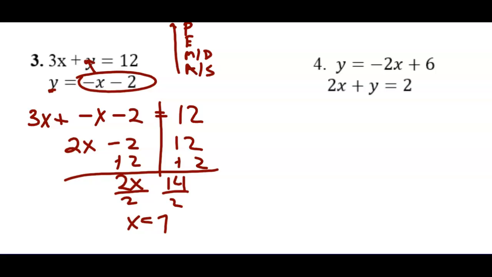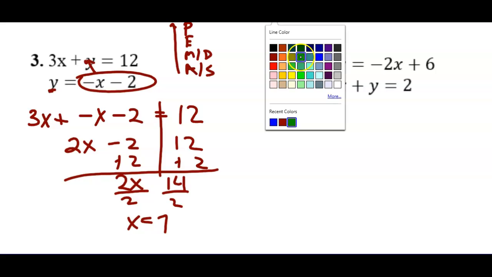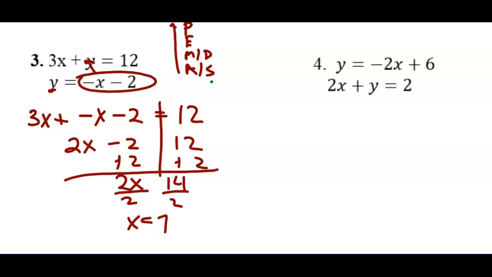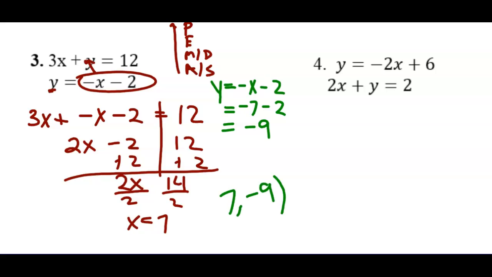Okay, if x equals 7, then what's y? Y equals negative x minus 2. So equals negative 7 minus 2 equals negative 9. So my answer is 7, negative 9. Woo woo. Okay.